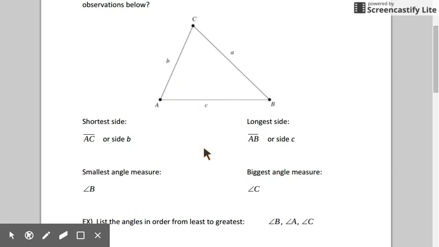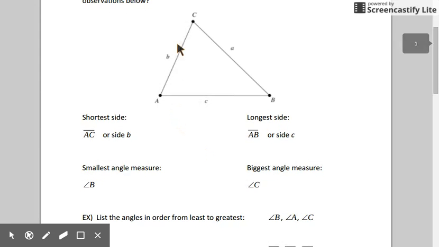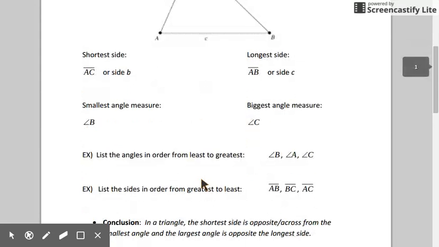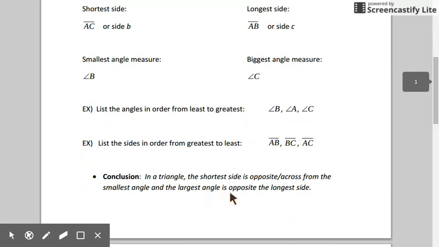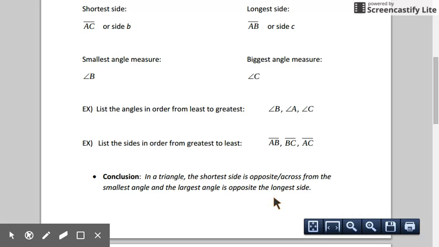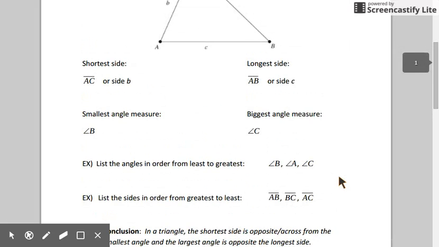So angle measures always relate to the side length directly across from them or opposite from them. And we can come up with this conclusion that the shortest side is always going to be across from the smallest angle, and the largest angle is always going to be across from the longest side. That's always true in a triangle. Those angles, those measurements are creating the side length across from them. So the bigger the angle, the longer the side. The smaller the angle, the smaller the side. So then we can start to order things from biggest to smallest or from smallest to biggest.